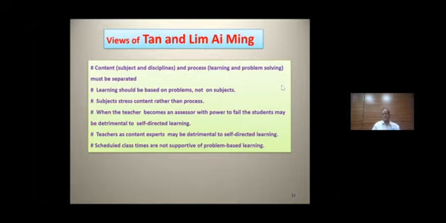Such problems may come. Therefore, teachers should not be allowed to assess and give gradation to the students. Teacher must be separate, and there must be evaluators, or assessment must be done by a different group of people. Teacher as content expert may be detrimental to self-directed learning. Teacher should not be taken as the expert, only expert on that subject.